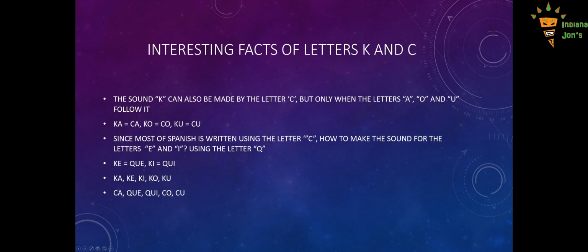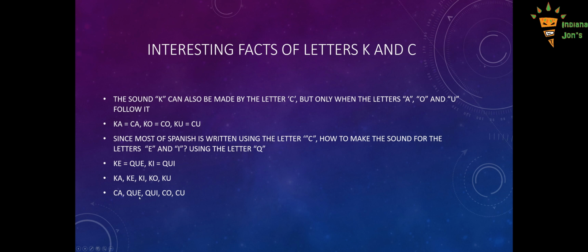Since most Spanish is written with the letter C, how do we make the sound for the letters E and I in Spanish, right? Well, we will use the letter Q. That's why we have the letter Q in Spanish, for example. So que, the sound, would be que, like this. Q-U-E. And the same thing for qui, it's gonna be ki. So ka, ke, ki, ko, ku, with the letter C would be ca, que, qui, co, cu. You can see that these two are slightly different.